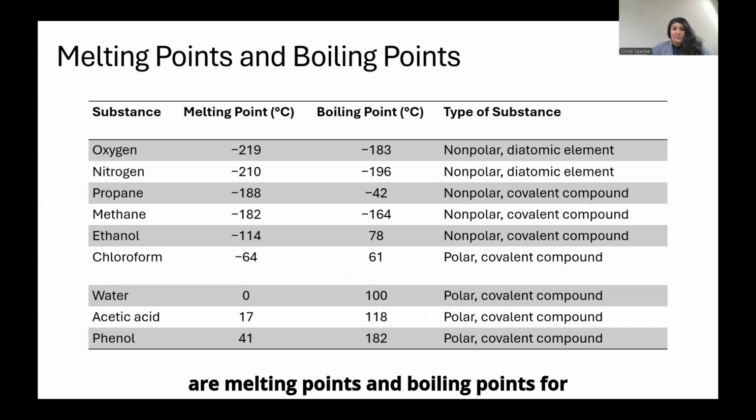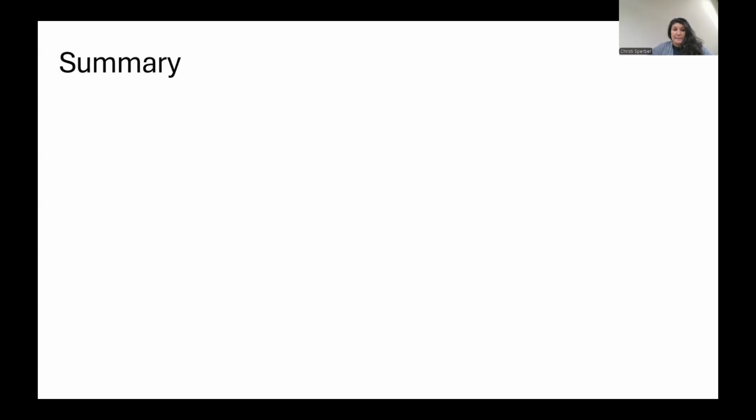These are melting points and boiling points for different compounds. You can see oxygen has a melting point of negative 219 degrees Celsius and a boiling point of negative 183. And you can go all the way down to phenol, which has a melting point of 41 degrees Celsius and a boiling point of 102 degrees Celsius. Melting points and boiling points are unique physical properties of a substance. So every substance has its own unique melting point and boiling point.